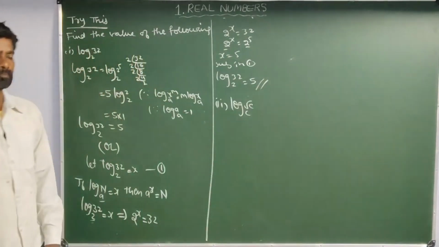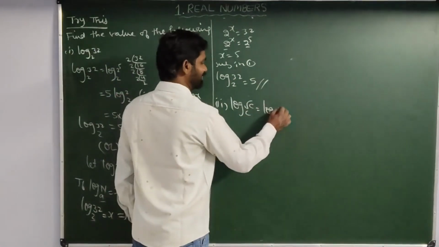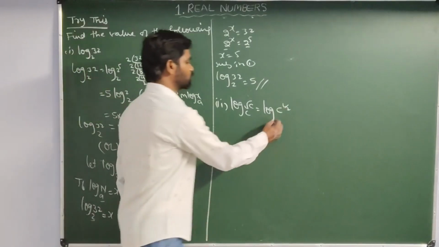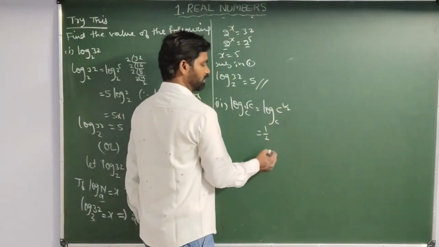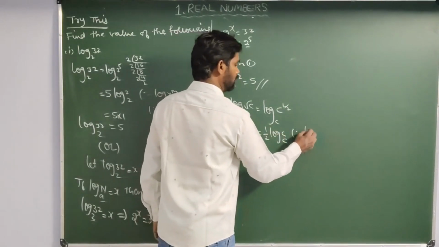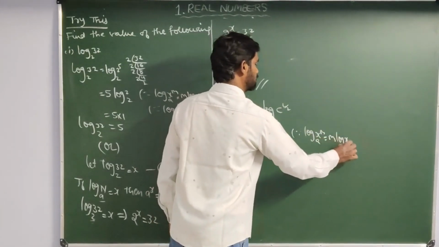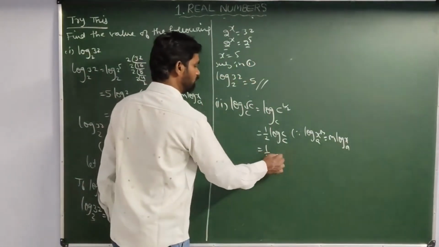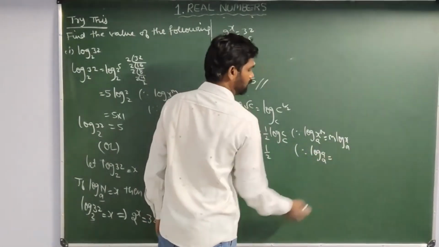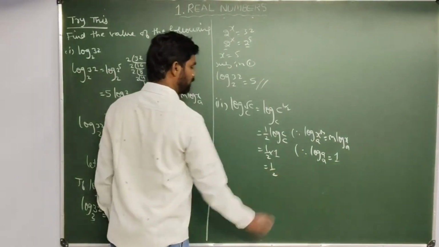Second question, log root c base c. So log root c base c, we can write that as log c power 1 by 2. It is a square root. So we can write c power 1 by 2 and base c. By using the power rule, we can write 1 by 2 log c base c. Since I mentioned here, log x power m base a is equal to m log x base a. That is equal to half into, and we know that if the number and the base of a logarithm are the same, that is equal to 1. So it is equal to 1 by 2.